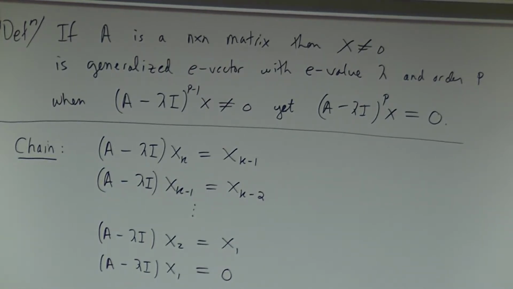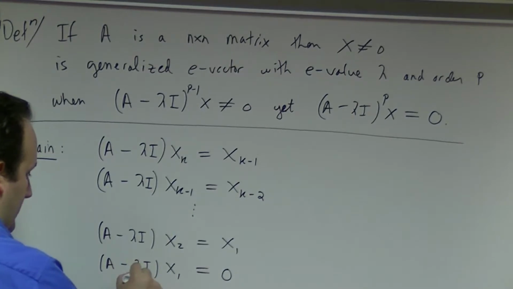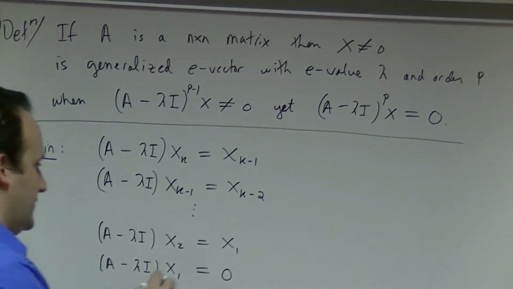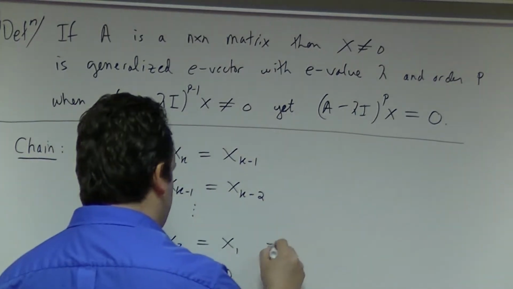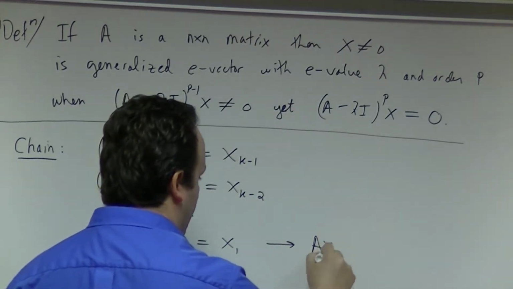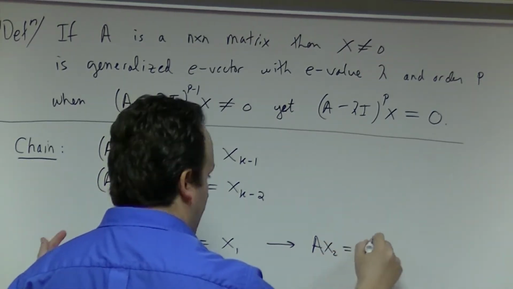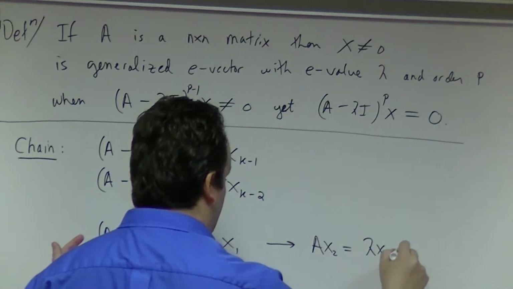If I have this structure, that makes x1 a what? It's an eigenvector. Right, just a normal eigenvector. And let's see, I'm going to do a couple things. One thing is to look at this. This says that Ax2 is equal to what? It's equal to lambda x2, plus x1.